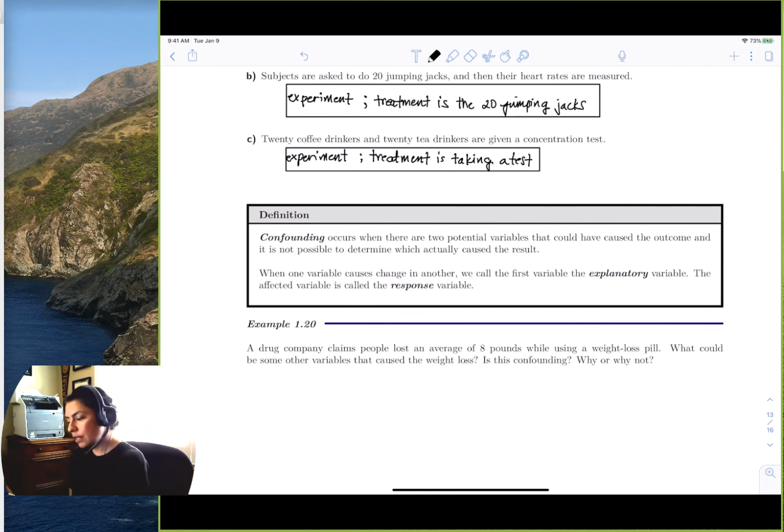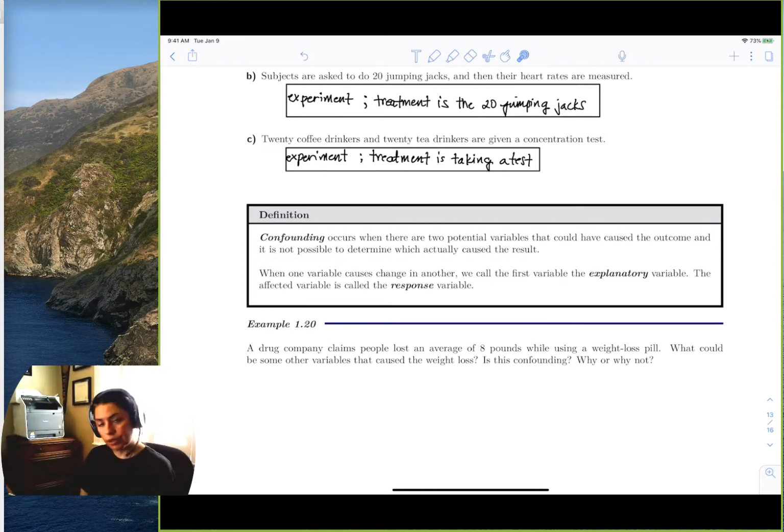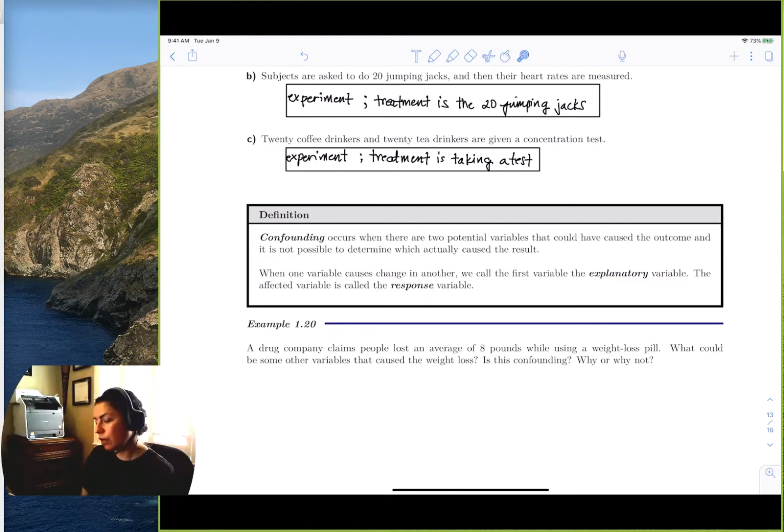So confounding occurs when there are two potential variables that could have caused the outcome, and it is not possible to determine which actually caused the results. When one variable causes a change in the other, we call the first variable the explanatory variable and the affected variable the response. So for example, let's say in the acne medication, I give the topical and I say go use it for 3 months, once a day, every day, before you go to bed or in the morning.